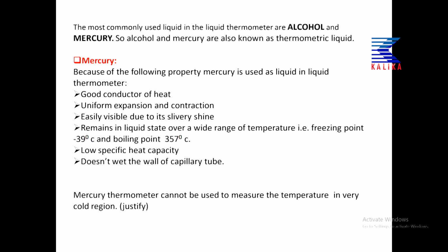That is, the freezing point is minus 39 degrees Celsius, and it boils at 357 degrees Celsius. It means it can measure temperature up to 357 degrees Celsius, so it is generally used as a high temperature thermometer. It is not used for measuring low temperatures because its freezing point is minus 39 degrees Celsius, and it is not suitable for mountaineers too. There in the mountains, this temperature may not be enough.